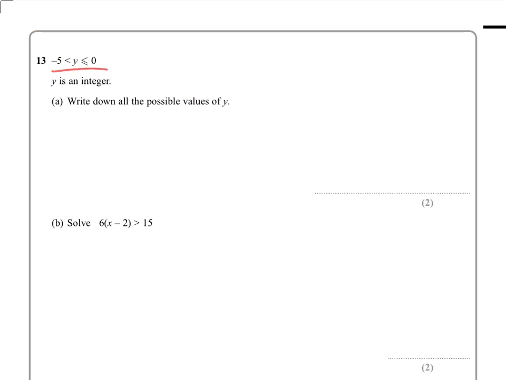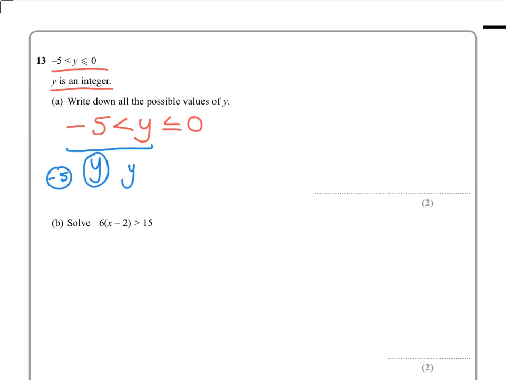Well, this question wants you to look at integers. So an integer is a whole number. So we want whole number values, and we've got to be able to read this inequality properly. So I always get my students to read from left to right. So it means negative 5 is less than y. So if negative 5 is less than y, so I draw it in terms of a picture where you can see the size, then that would mean y has to be greater than negative 5.